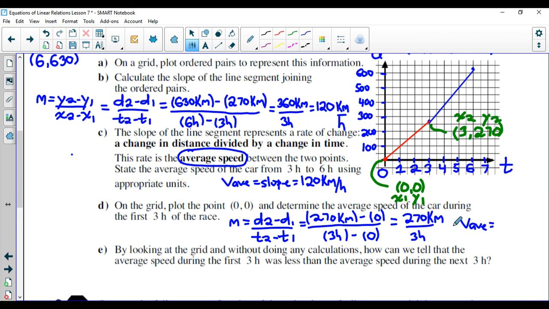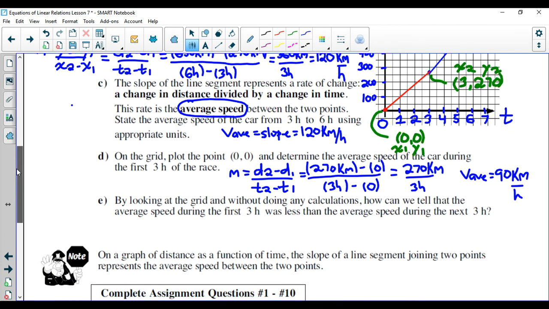Because your slope is your average speed, my average speed for these first 3 hours would be 270 divided by 3, which is 90 kilometers per hour. So for the first 3 hours, they're moving slower, and then the next 3 hours, they're moving faster. You can see this because the slope is getting larger. A larger slope means that your average speed is a little bit bigger.